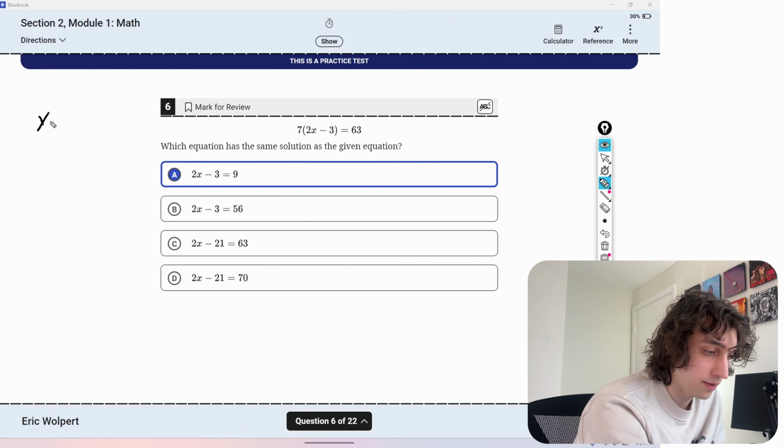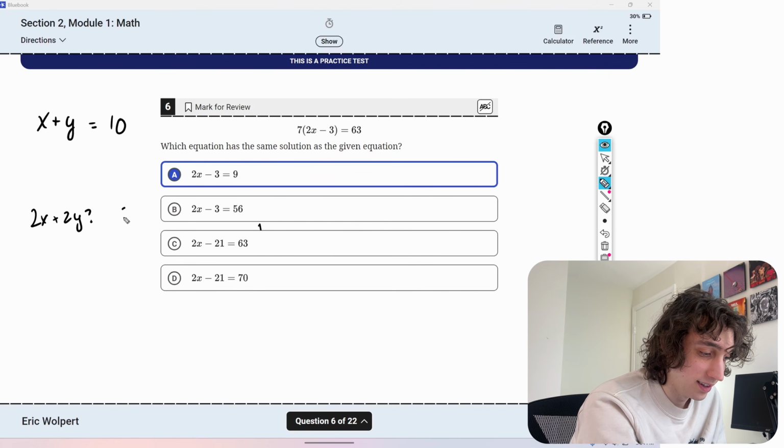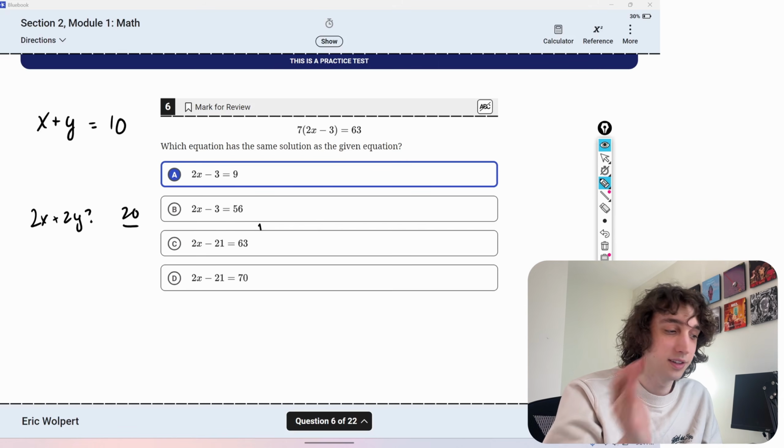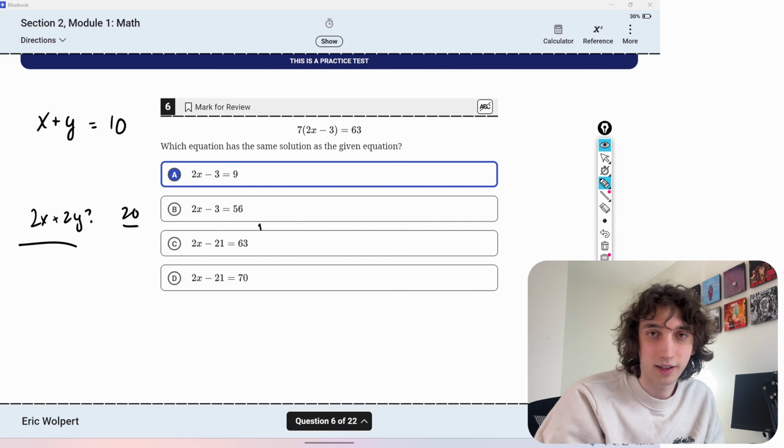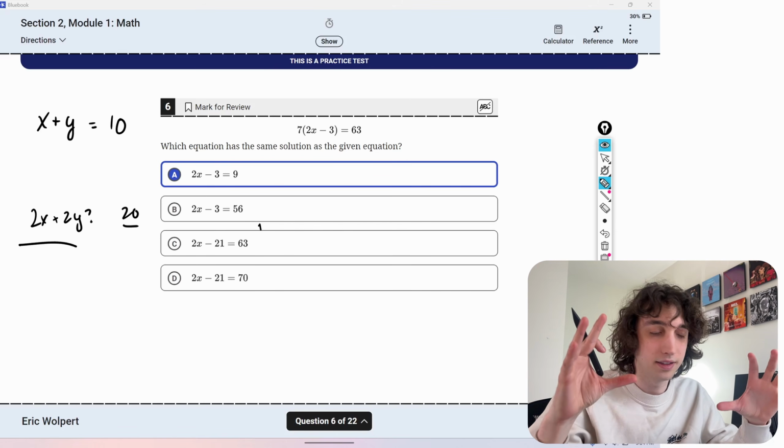This is the same thing as if they give you something like x plus y equals 10, and they ask, what is 2x plus 2y? It's 20, right? Don't need to solve separately. You can solve directly for the combined expression.